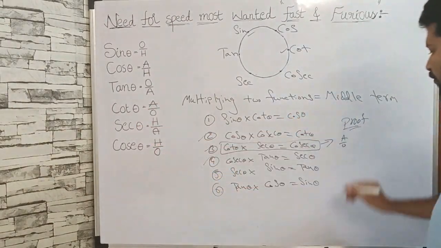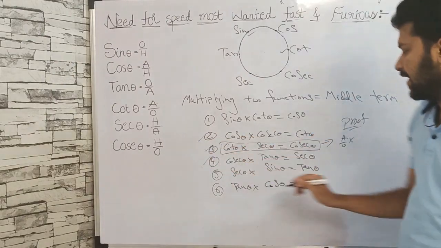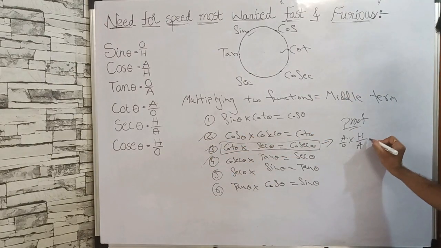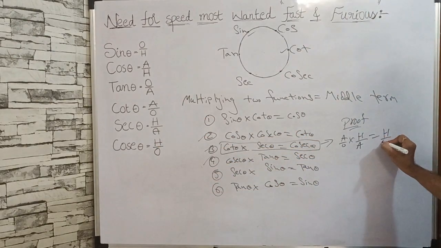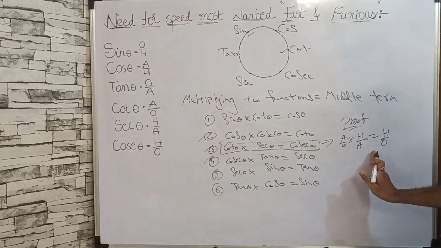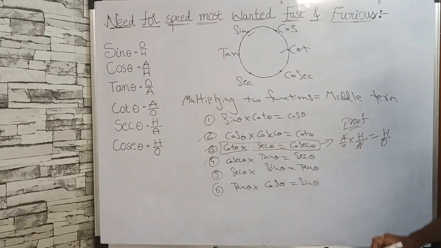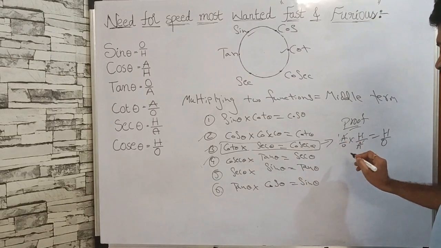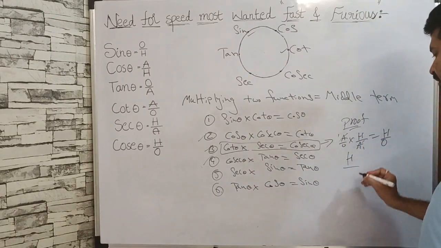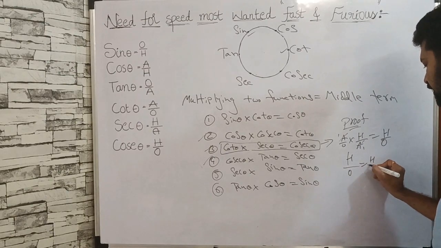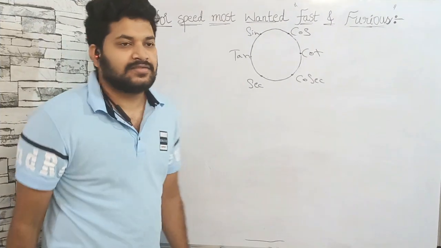Cot theta is equal to a by o, into what is the secant theta value? h by a, is equal to what is the cosecant theta value? h by o. So here, my target is to show that LHS is equal to RHS. Numerator is a and denominator is a; I will cancel this a, and then in the numerator I have only h by o, which is equal to h by o.